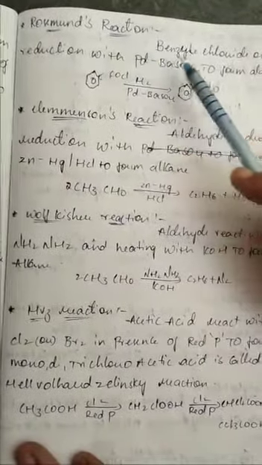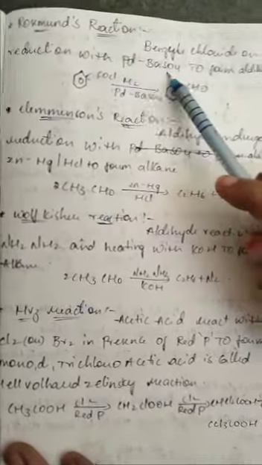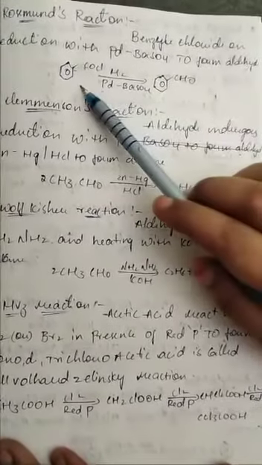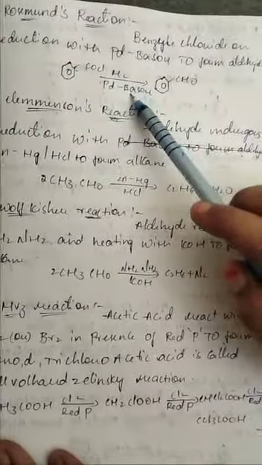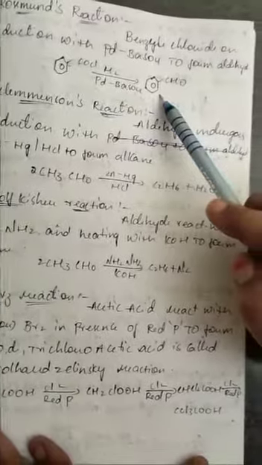Rosenmund reaction. Benzoyl chloride on reaction with Pd/BaSO4 is called Rosenmund reduction to form aldehydes. Benzoyl chloride reacts with Pd/BaSO4, which is called Rosenmund reduction, to form benzaldehyde.